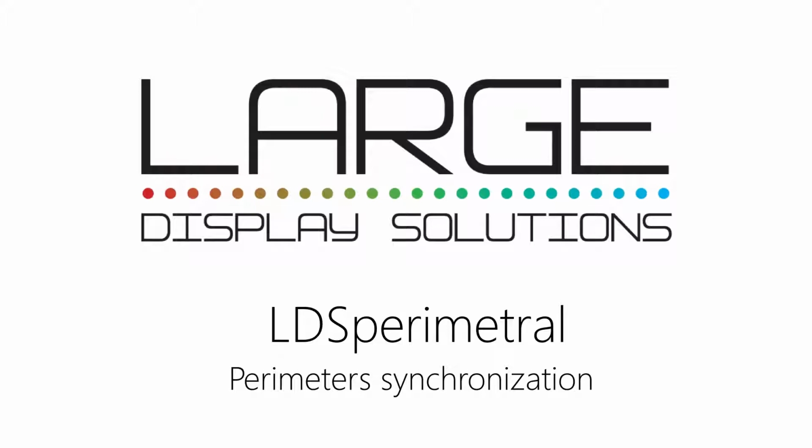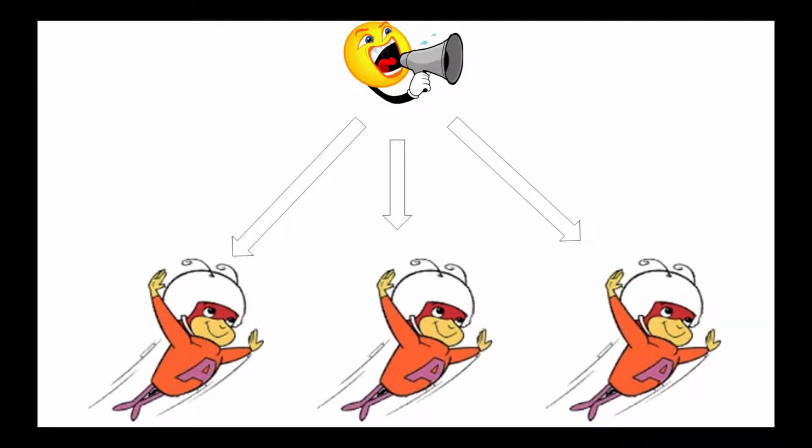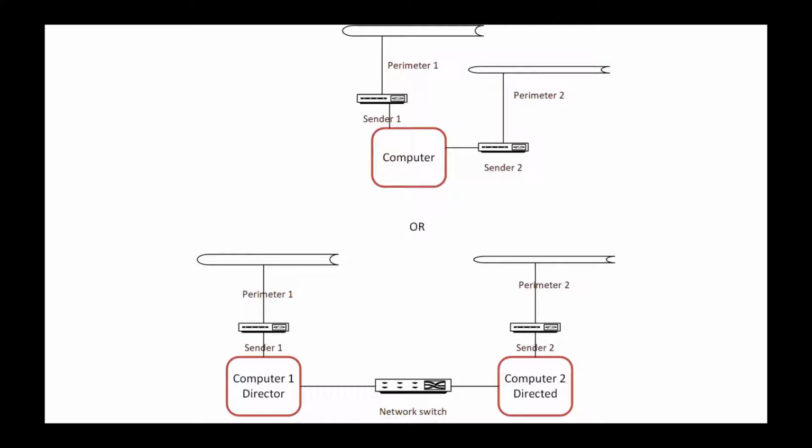So, the main idea is that we will have two different systems. One will be called the director and the other will be the directed. The idea is that the director indicates to the directed systems, which can be one or many, what playlist and what sequences to play. This can be installed in one computer or in different computers connected by a network. The network is the recommended configuration, because the performance is the best.